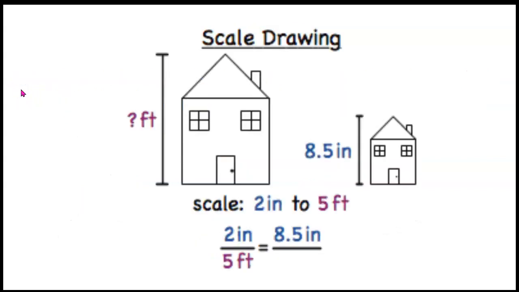Another word is scale. A scale is a given ratio that will determine the actual size versus the dimensions in a model. The scale given in this situation is 2 inches to 5 feet. That means for every 2 inches drawn, it is 5 feet in actual size. So, if I have 2 inches for 5 feet as my scale, how many feet would be 8.5 inches? We will use scale to find the missing parts of a scale drawing.